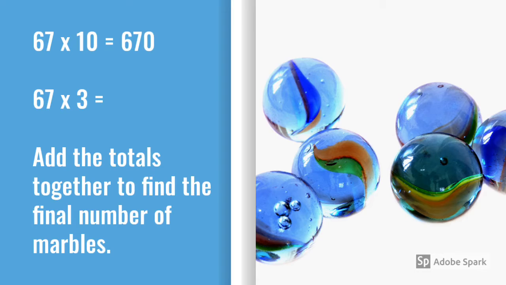Let's break the problem down into steps. We know that there are 67 bags and each contains 10 marbles. 67 multiplied by 10 is 670. But then 3 marbles are added to each of those 67 bags. So the next step is to find 67 multiplied by 3.